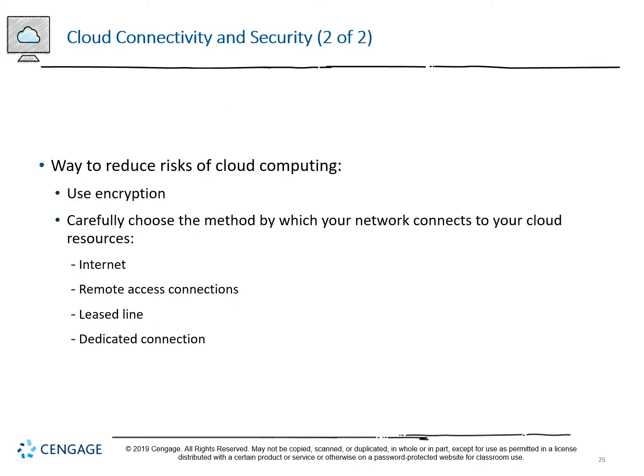So how do we reduce the risk of cloud computing? Well, of course, encryption should be our first line of defense, making sure that data that's in transit as well as in storage is encoded so that it can only be read by the data owner. We also must carefully choose the method by which our network connects to cloud resources. So is it going to be connected directly through the internet? Are we using remote access connections like VPN? Are we using a leased line or dedicated connection? These are all critical aspects of how we deal with reducing our risk.